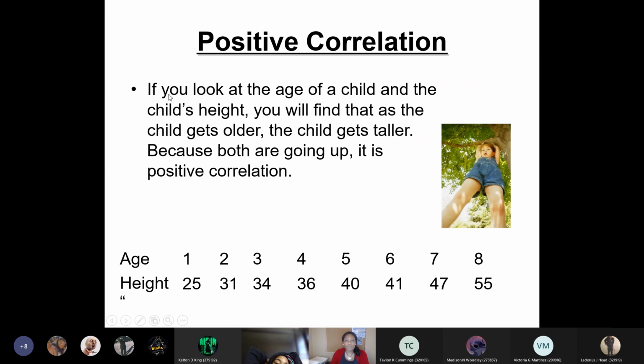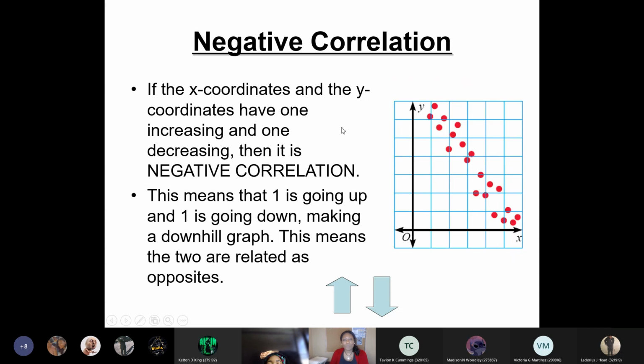A positive correlation will look something like this when you are reading word problems. If you look at the age of the child and the child's height, you will find that as the child gets older, the child gets taller. Because both are going up, it is a positive correlation. So both values are increasing. The age is increasing and the height is increasing. That is a positive correlation. Both values are going up. It is important that you know what a positive correlation is.